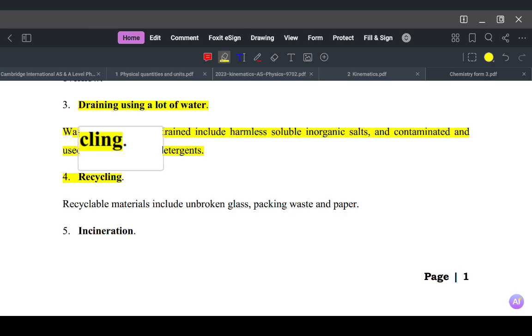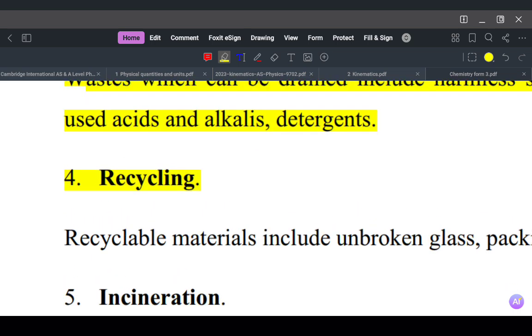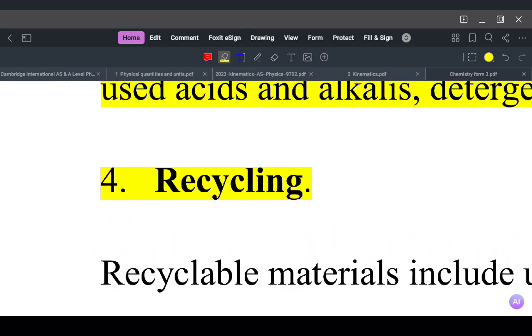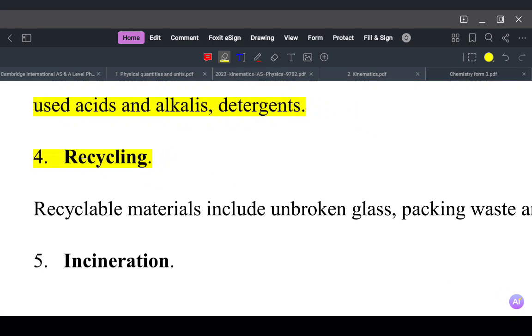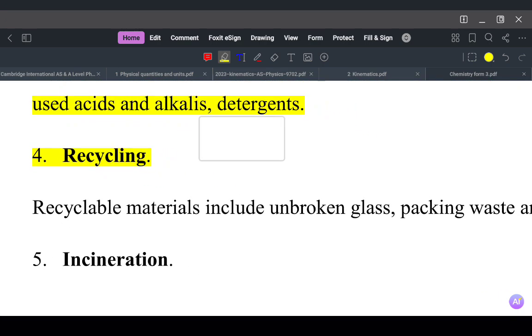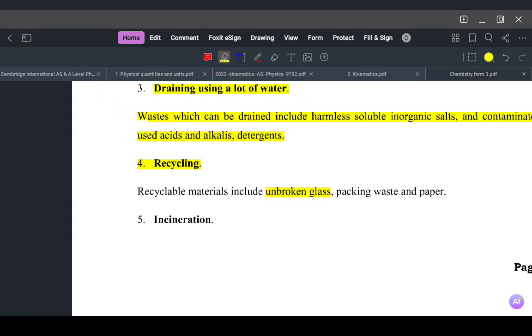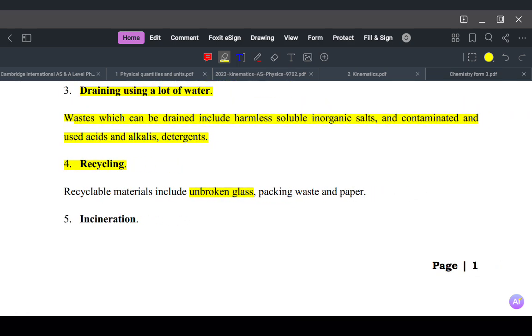Another one is to use a technique which is called recycling. All right. So materials that can be recycled include broken glass. This means that such materials can be turned into something useful. For example, broken measuring cylinders can be turned into something that can be used again. Plastic waste and paper can be converted into something else.